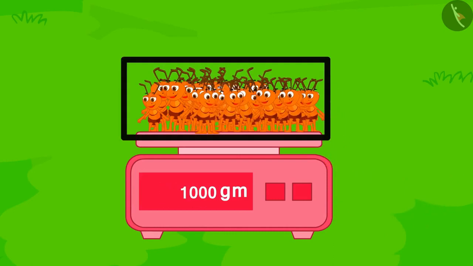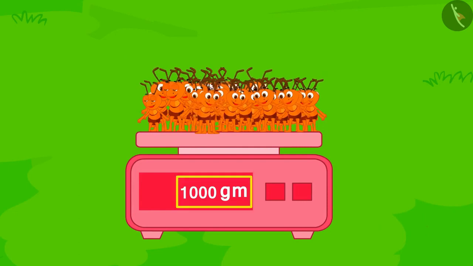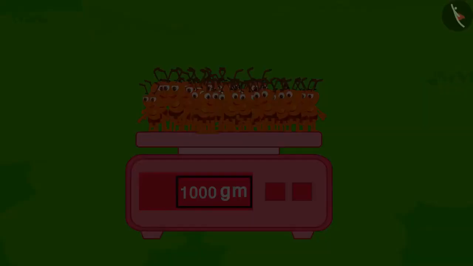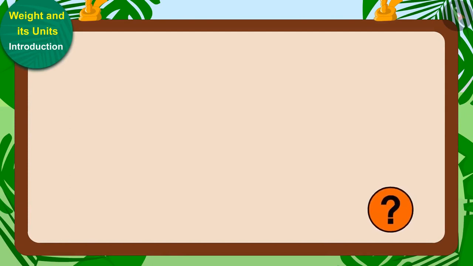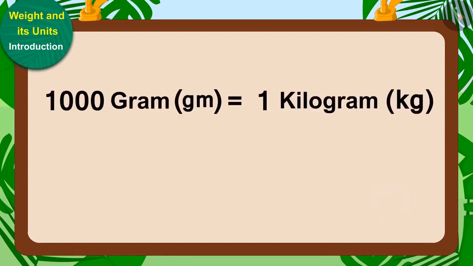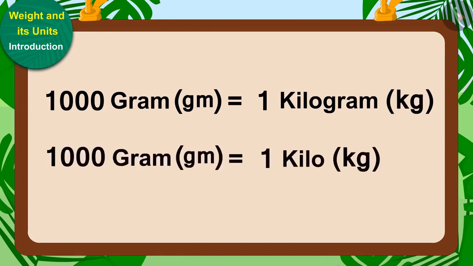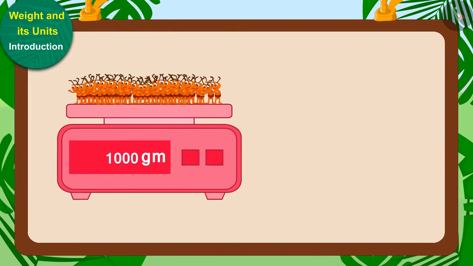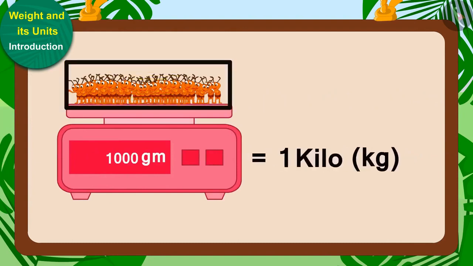Children, see, 10,000 ants weigh 1,000 grams. And do you know another fun thing? 1000 grams is equal to 1 kilogram or 1 kilo. This means 10,000 ants weigh 1 kilo.